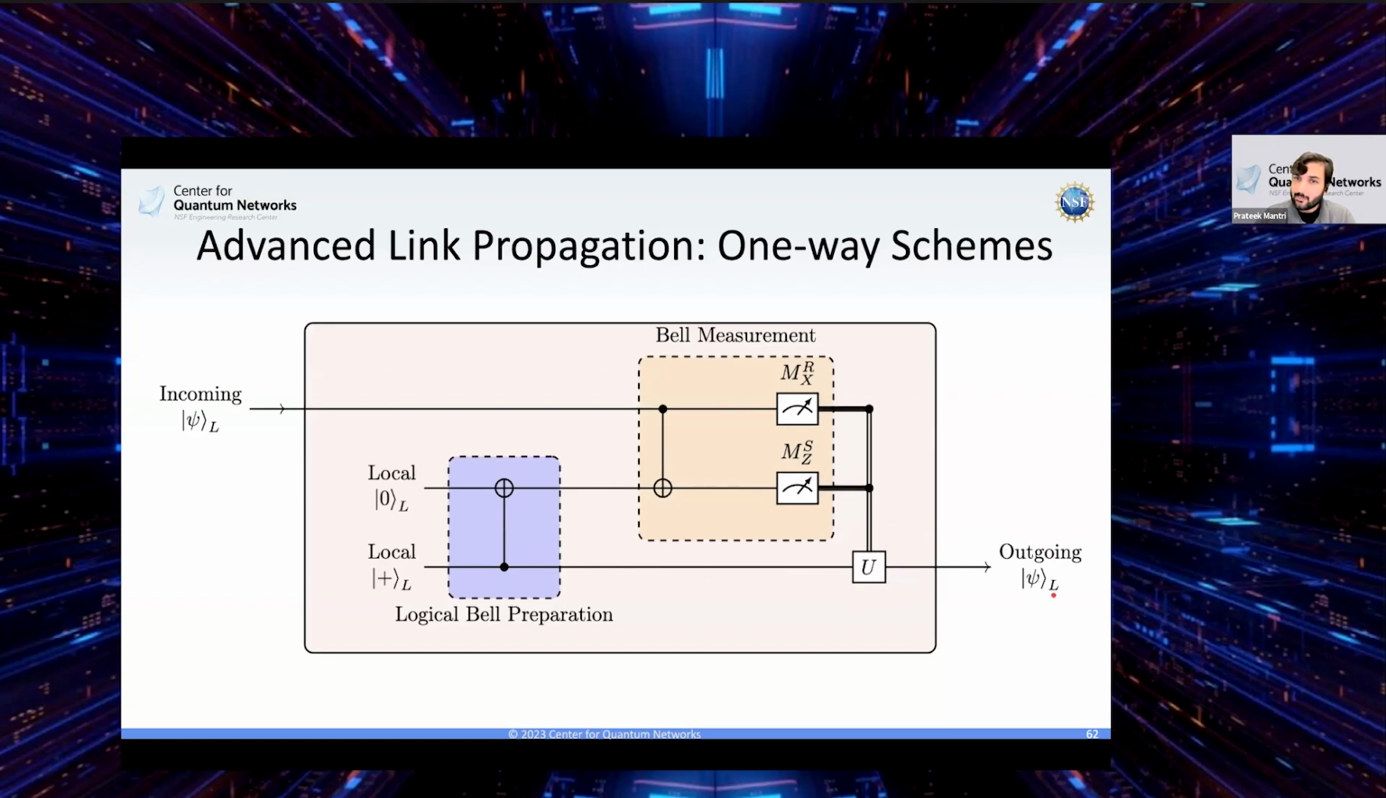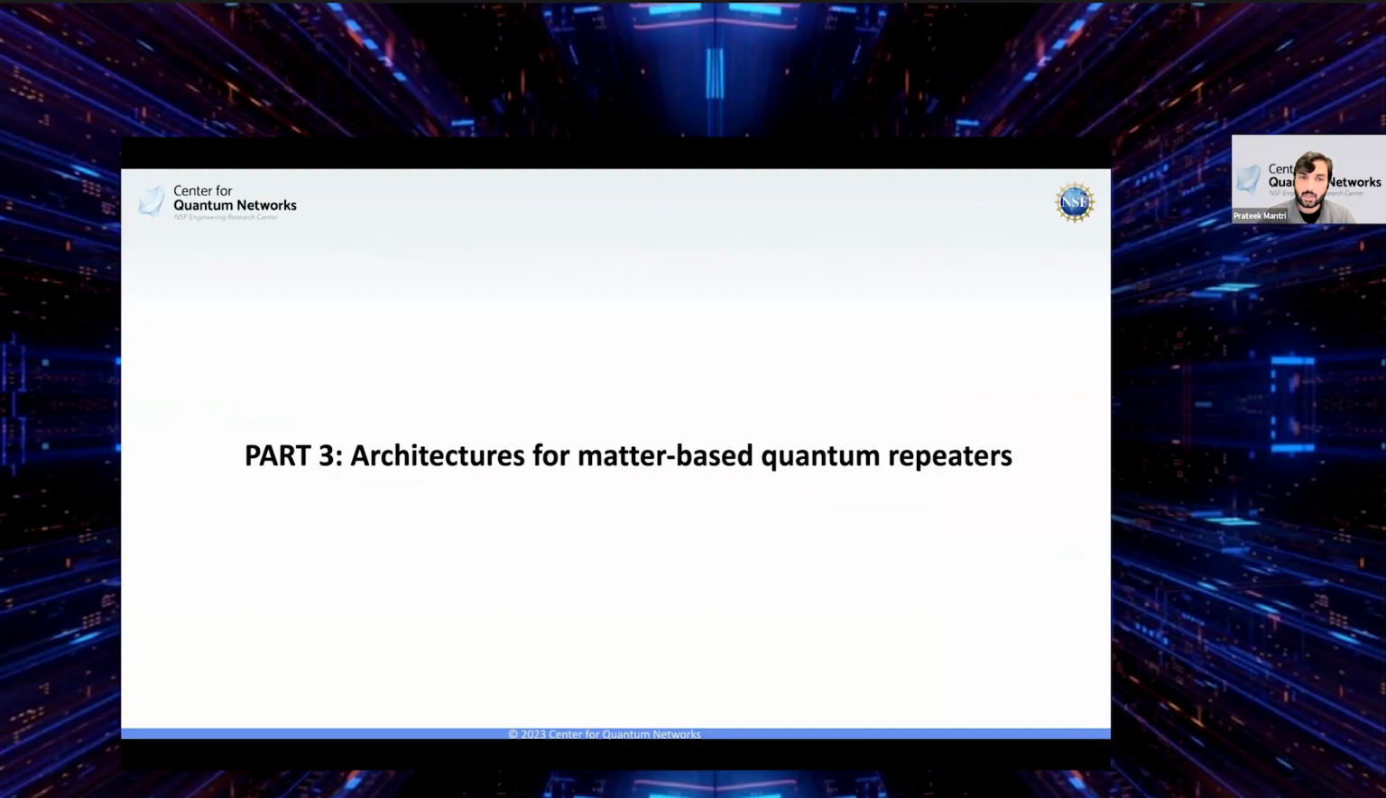So this is just the application of the teleportation circuit that we saw earlier, but now done on a logical level. And as we will see later on, where all these different primitives get used. All right, which makes us move towards the third part of this course, architectures for matter-based quantum computers.